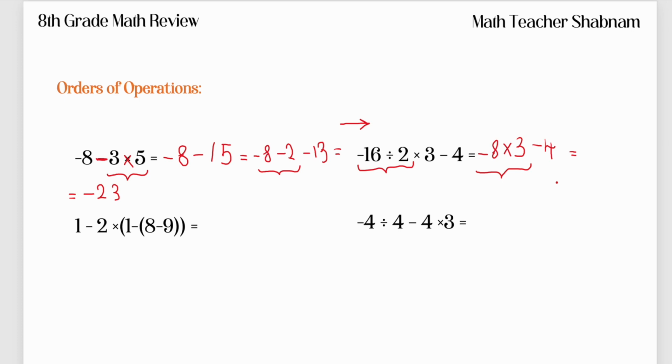-8 multiplied by 3 is -24, minus 4, which is basically -28.